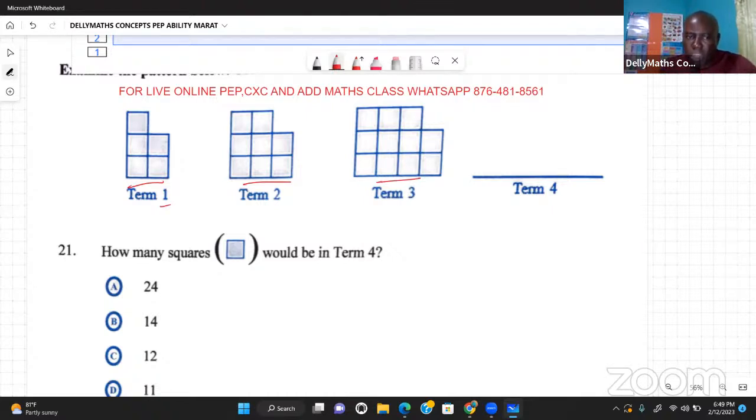So term 1, the bottom is 2. Term 2, the bottom is 3. And I'm seeing term 3, the bottom is 4. So I definitely know that for term 4, the bottom will be 5. So technically, in this case, you'll get back a 5 by 5 first.